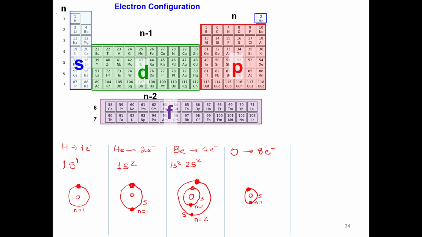Now s is full, then we need to move to the next level of energy, n equal 2. But n equal 2 has two subshells, s and p. Let's draw here the p subshell. And this is s, this is p. How many electrons in s? Sorry, this is s and this is p.